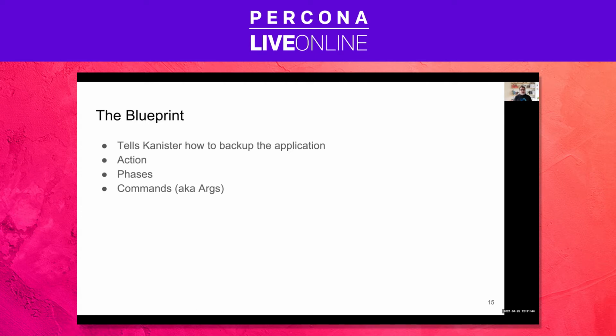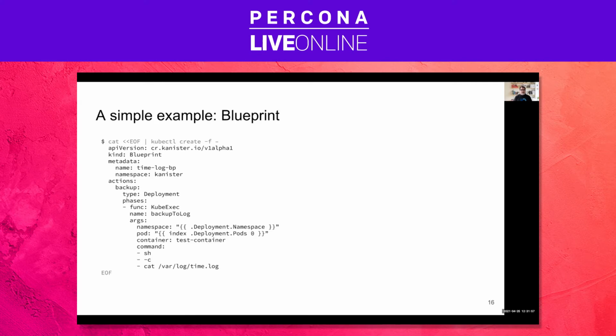We're going to create a blueprint to back up this application. Again, the blueprint tells Kanister how to back up the application. It does this through actions, phases, and commands. Here's a simple blueprint. This is the spec file for the blueprint along with the command to create it.